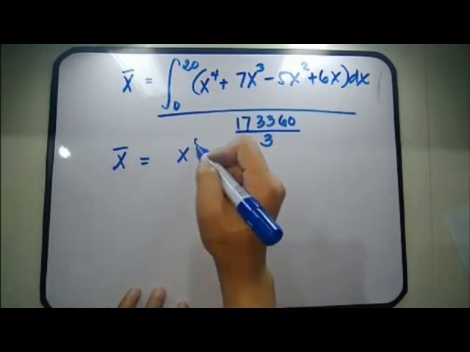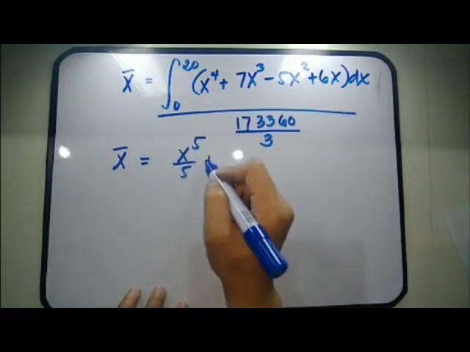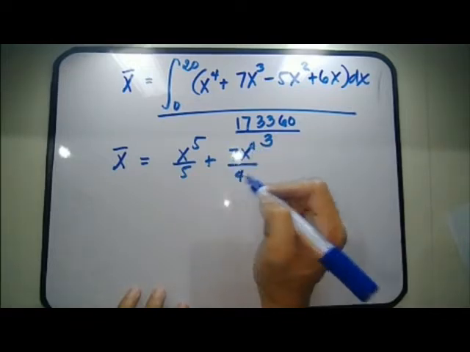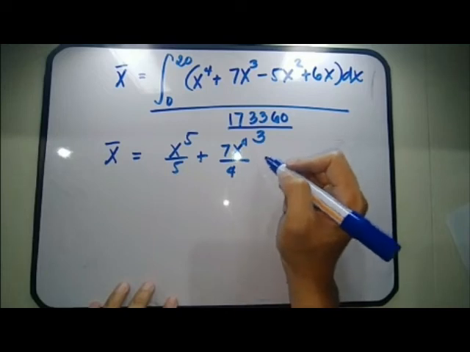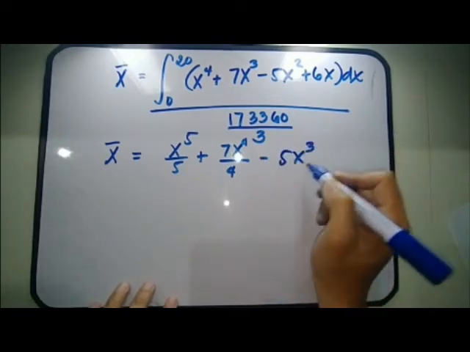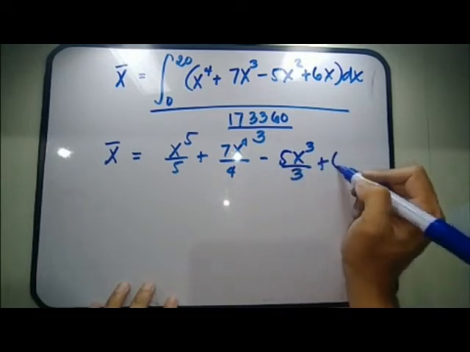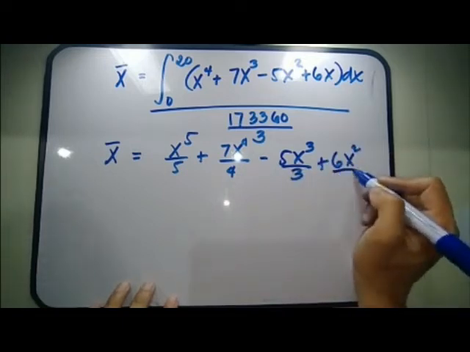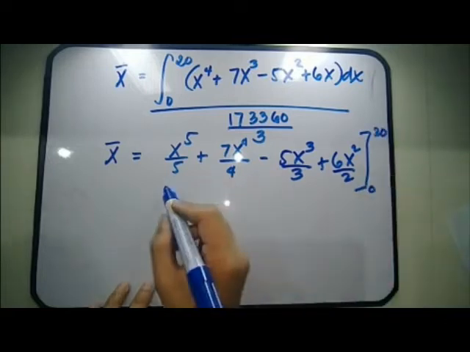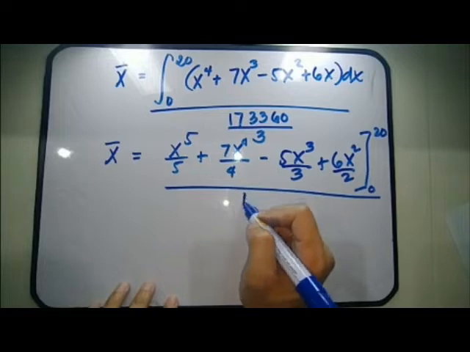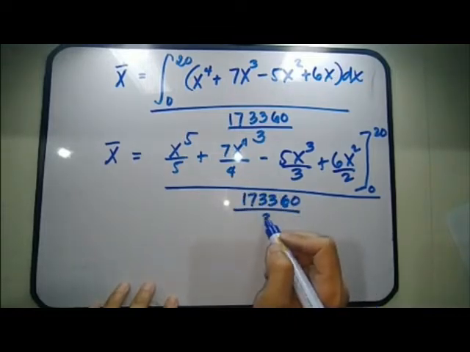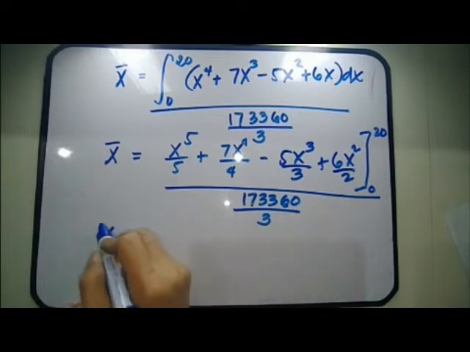So, integrate natin siya guys. So we have here x raised to 5, that is power formula, all over 5, plus 7x raised to 4 all over 4, minus 5x cubed all over 3, plus 6x squared all over 2. So from 0 to 20. So this is all over 173360 all over 3. So yan, malapit na tayo sa katotohanan guys.